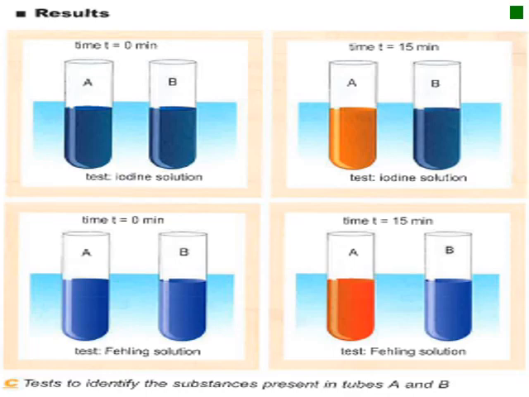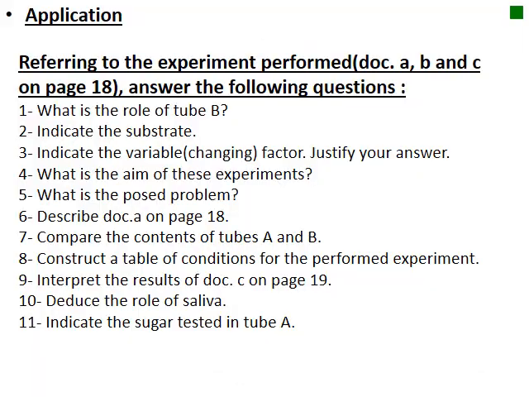In Fehling test, both tubes at time equals 0 give a negative result, blue color, while after 15 minutes, only tube A gives red precipitate, meaning that digestion of starch occurs only in tube A and not in tube B. So what is the role of tube B? It's a control tube. Substrate: starch. Variable: saliva. Aim: to study the effect of saliva. Pose a problem: what is the effect of saliva?